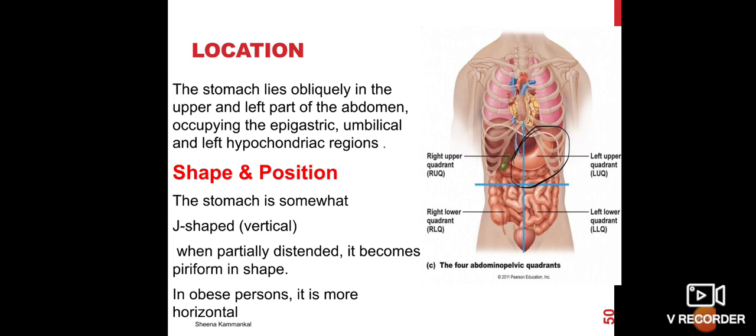Regarding the location, the stomach is present obliquely on the left side of the body. So it covers the epigastric region, umbilical region, and the left hypochondriac region. The shape of the stomach is J shape, small letter J shape. When it is partially distended, it becomes piriform shaped. In an obese person, it is more horizontal.